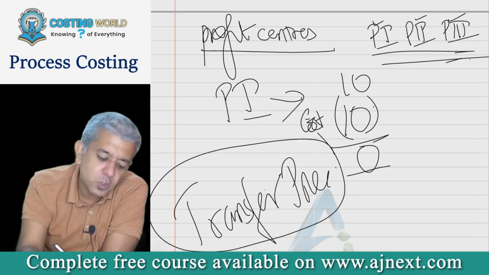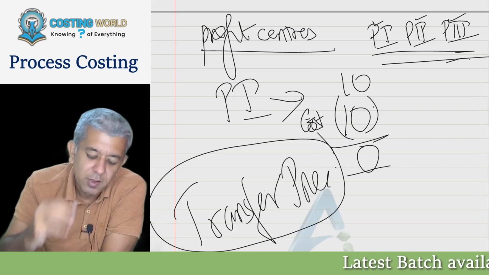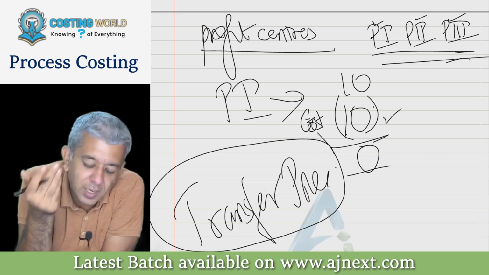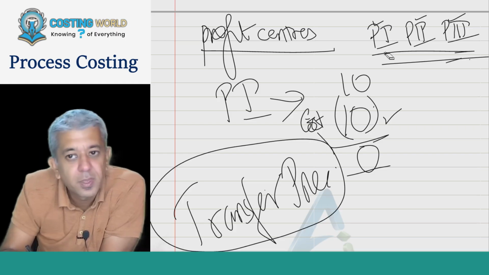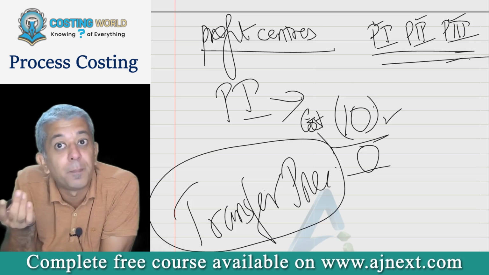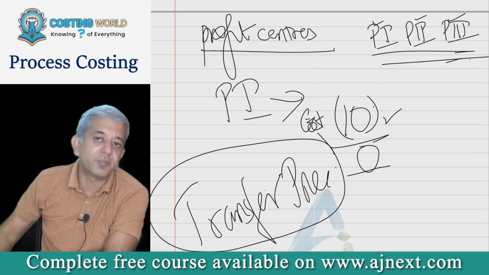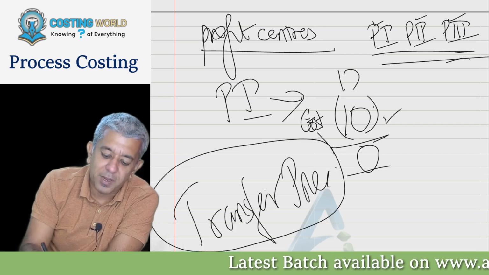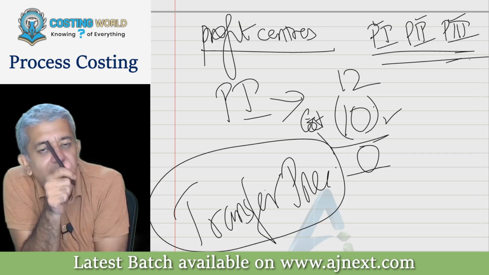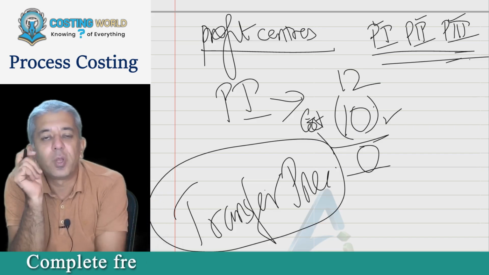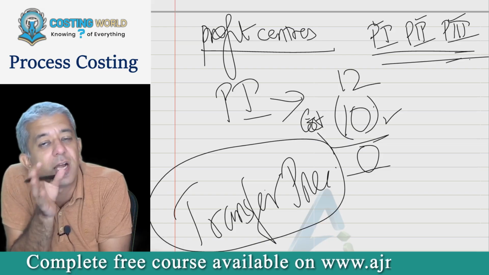Transfer pricing means one department will produce something, but whenever it has to transfer to the next department, they will not transfer at cost. They will transfer at a markup price agreed between both of them. Suppose 10 rupees is a cost, but department 1 tells department 2, whenever I transfer, I'll transfer to you at the rate of rupees 12. This 12 is popularly called the transfer price.